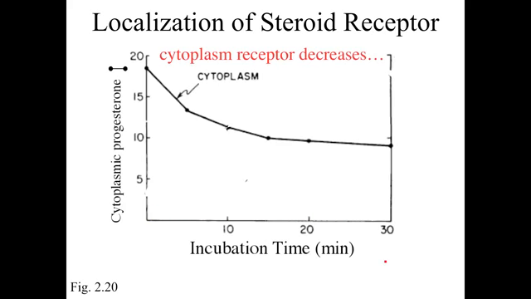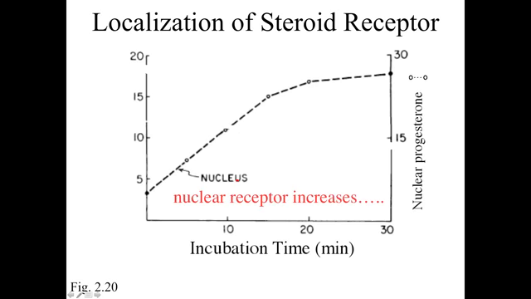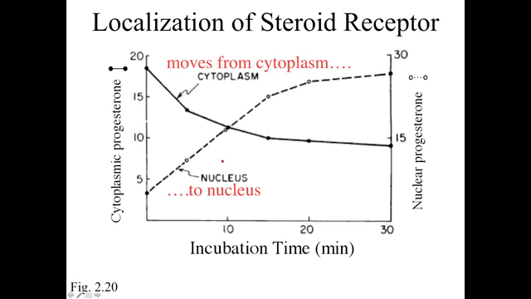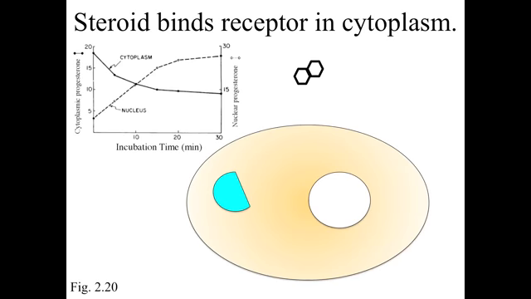You can see that over time, the amount of steroid receptor was high initially in the cytoplasm, but then it goes down over the 30-minute time period. Conversely, the amount of steroid located inside the nucleus was low, but it went up over time. So in fact, the steroid receptor appears to move from the cytoplasm to the nucleus, meaning that it didn't have a single location. It depended if there was steroid bound to the receptor or not. Once bound, it moved to the nucleus.